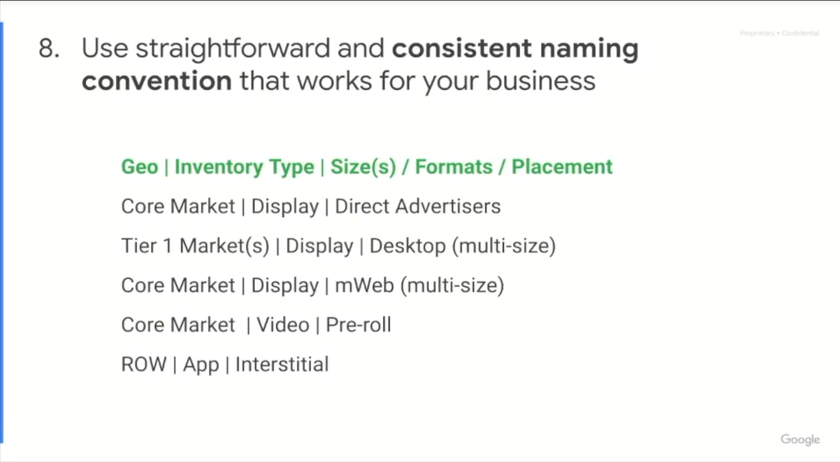The naming convention that you see on the slide is not necessarily one that we have devised. It's one that we just see has become more and more popularized across the market. So maybe start with your geo, then your inventory type, whether it's display, video, app, and then maybe split it out by sizes, formats, placements, and so on. Again, no need to reinvent the wheel here.